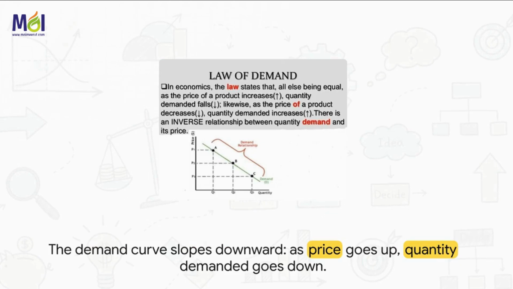And this is what that idea looks like in action. On a graph like this, price is going up and down, and the amount people want to buy is going left to right. See how the curve slopes down? That's it. As you move up to a higher price, you have to move left to a smaller quantity. That downward slope is the visual signature of the law of demand.